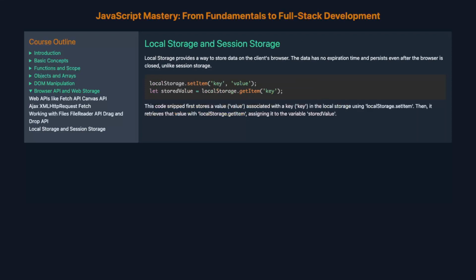Local storage provides a way to store data on the client's browser. The data has no expiration time and persists even after the browser is closed, unlike session storage. This code snippet first stores a value, associated with a key, in the local storage using localStorage.setItem. Then, it retrieves that value with localStorage.getItem, assigning it to the variable storedValue.